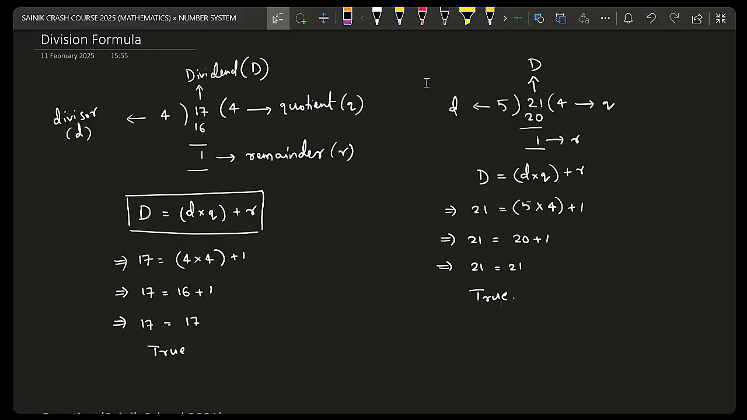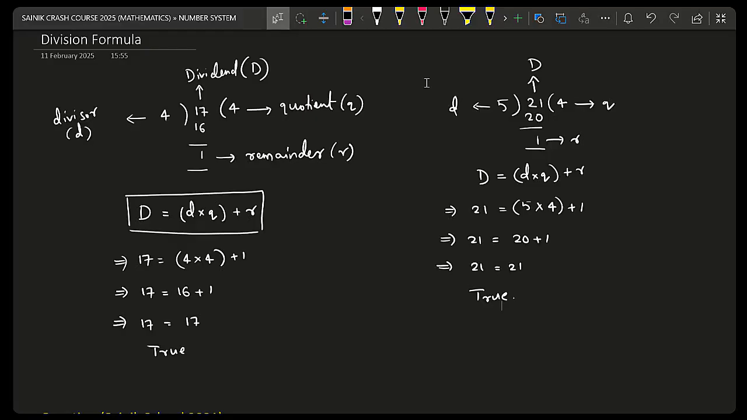Like suppose I divide 17 by 4. The quotient is 4 and the remainder is 1. So the division formula is always true in any case of any division. The division formula says dividend is equal to divisor into quotient plus remainder.